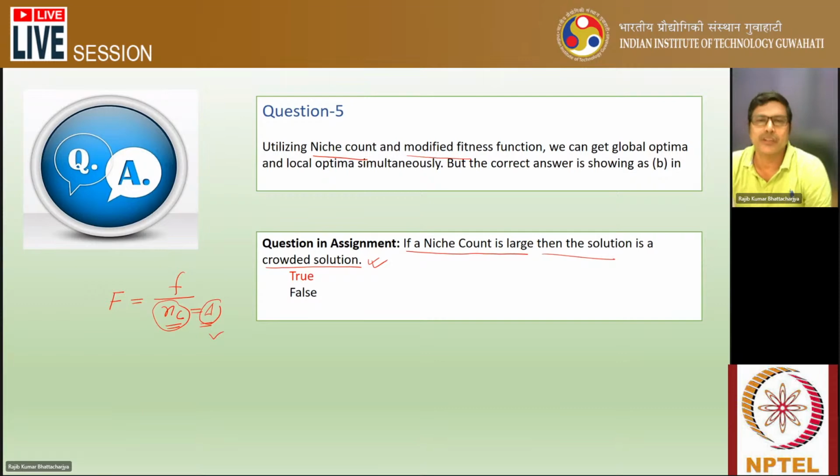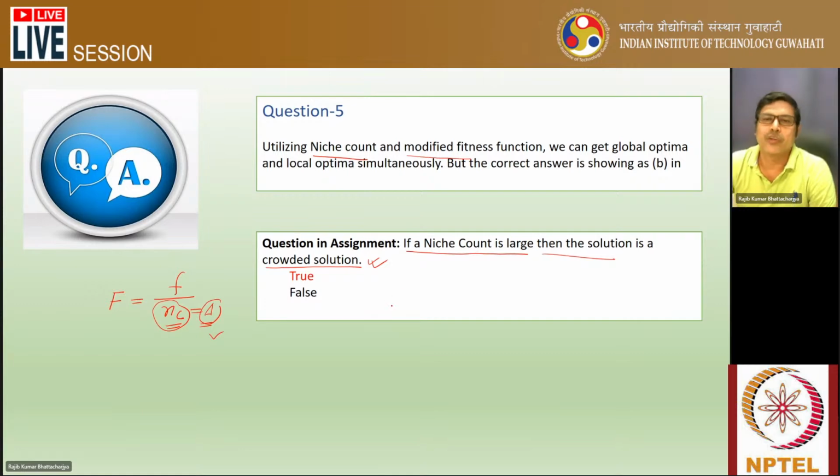Because it is an isolated solution, but there are crowded solutions. There are so many solutions in a particular region, so I would like to avoid this. How am I avoiding it? I am dividing the fitness value of the original function by the niche count. That will reduce the fitness value of those solutions, and the selection operator will not select them, because you are reducing the fitness value. But if there is an isolated solution, I would like to preserve it.